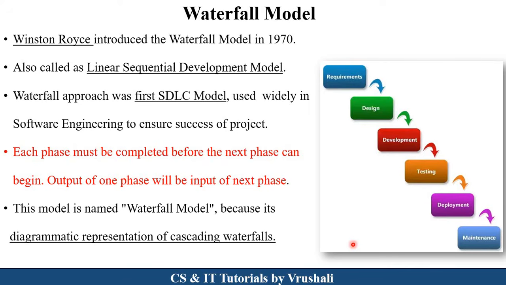Now, the main aim of the waterfall model is that in this model, every phase is completed before the next phase can begin. Means, first the requirement analysis phase is completed, then it sends output to the design phase. Now, the design phase takes this as input and sends output to the development phase. Now the development phase is completed and sends output to the testing phase. Means this waterfall model works only in the forward direction, not in the backward direction. This is the main concept of the waterfall model.